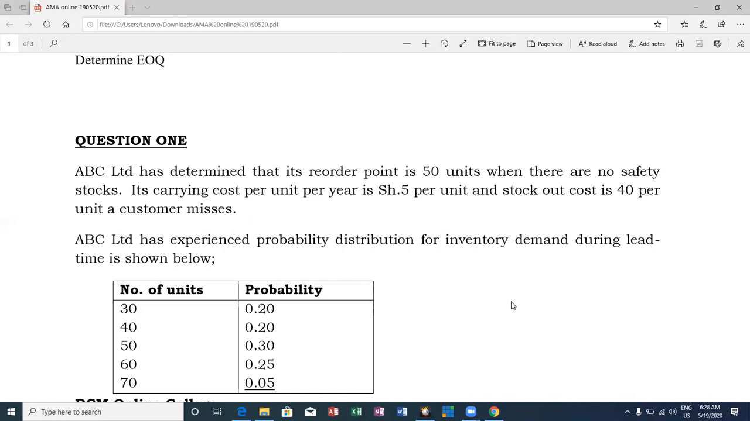So many students have marked this wrong for so long. So many students will always forget the number of orders to annualize. Remember, in inventory management, we like annualization for a whole year. So times 6 times the stockout cost per unit, which is 40. Of course, for 70, you gave me 0.